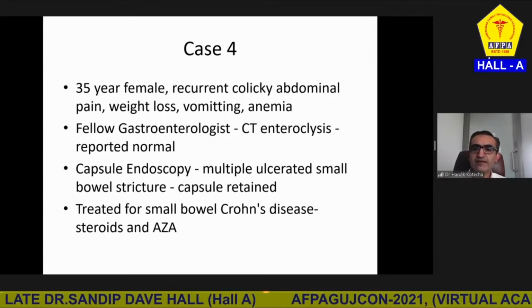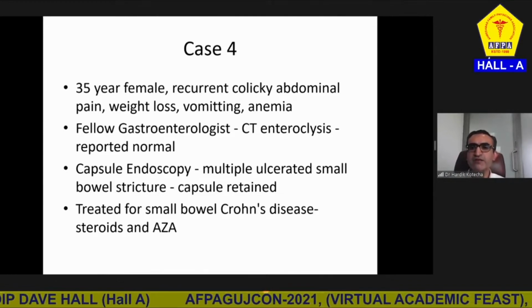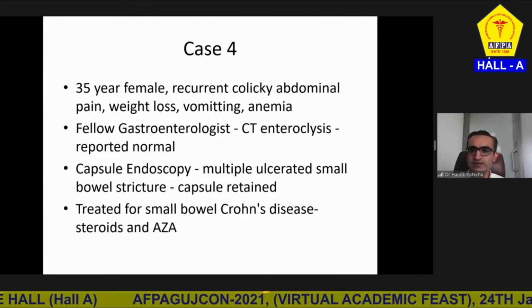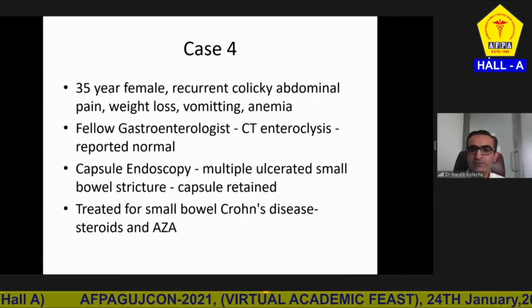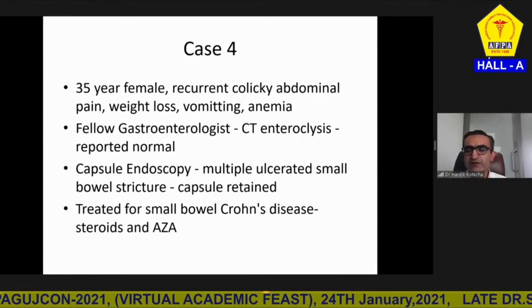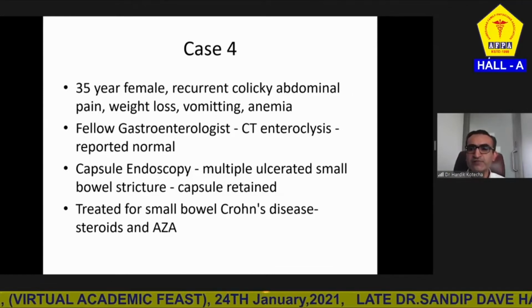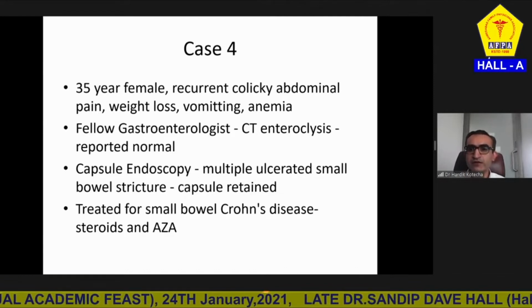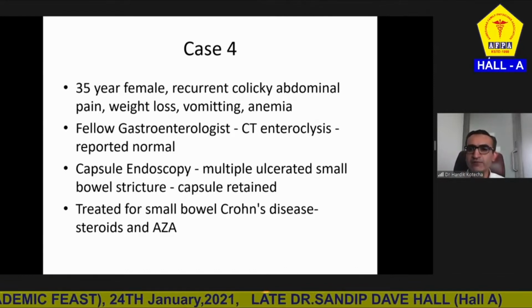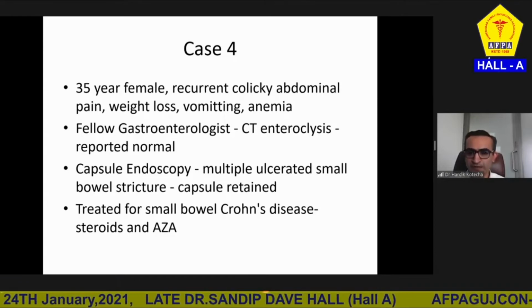So classically, when the capsule is retained, and if the patient is not having symptoms of acute bowel obstruction, we can wait for 2 to 3 months for the capsule to pass. Because in Crohn's disease, the strictures are inflammatory and fibrosing. The inflammatory component of the strictures will resolve on treatment. The strictures which are because of fibrosis will not resolve. So we need to give the patient some time for the inflammation to settle. Once the inflammation settles, the capsule may pass spontaneously.